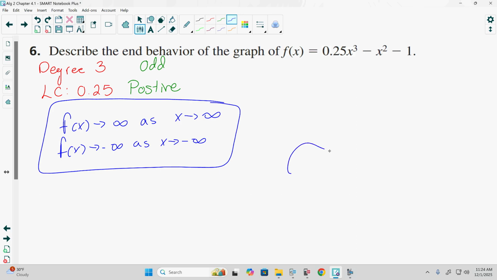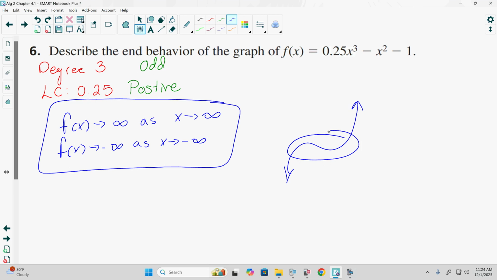So it means our graph should look something like this here. Now what happens in the middle, depending on the degree, can change how it looks. But eventually, as we move to the right, it should go up. As we move to the left, it should go down.